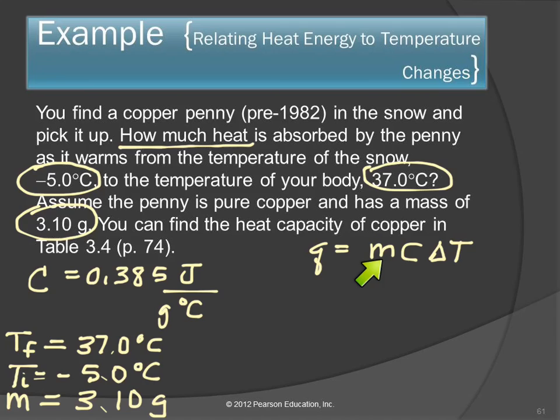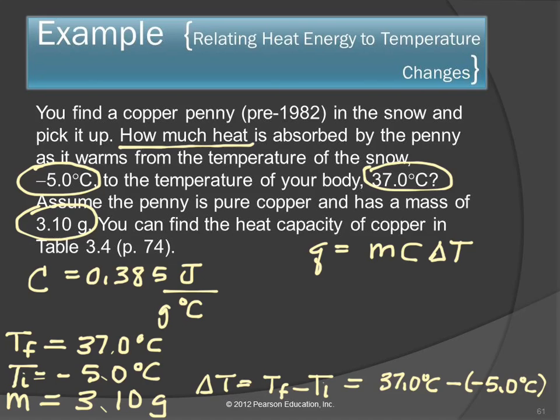M is mass. Do we know that? Yep. Do we know C? Do we have delta T written down? No, but could we figure it out? Yeah. So I'm just going to do it down here out of the way. Delta T equals the final temperature minus the initial temperature. So the final is 37.0 degrees Celsius minus the initial. So be careful with those minuses. So that ends up being 42, right? So delta T equals 42. Now, should I put 0.0?